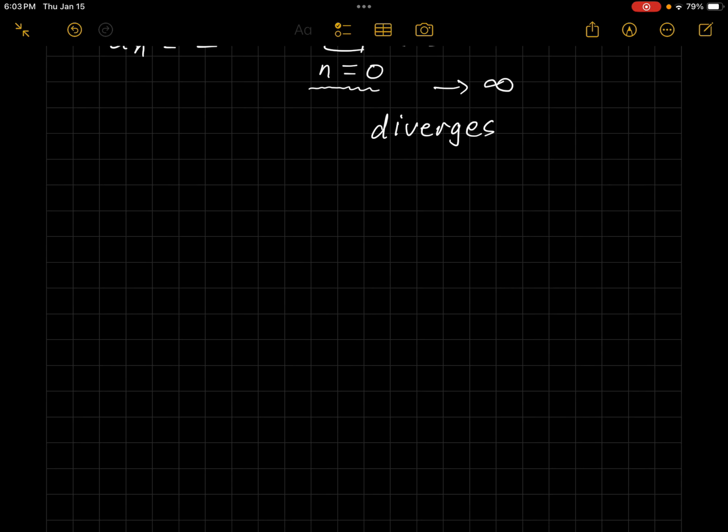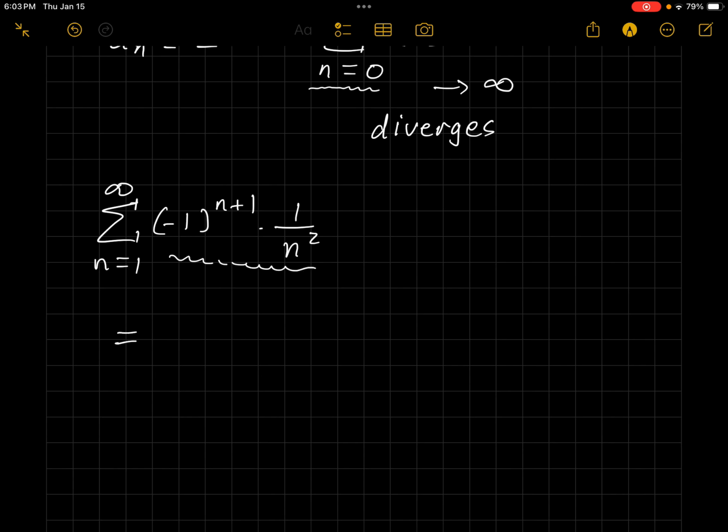Let's take a look at one more example. Let's consider the sum of negative 1 to the n plus 1 times 1 over n squared from n equals 1 to infinity. So we're going to sum the terms in our sequence. Plugging in n equals 1, we get negative 1 squared, so positive 1, and then 1 over 1 squared. Sigma says that we add. Now we plug in n equals 2, the next n value.